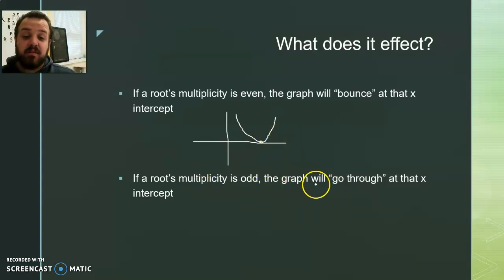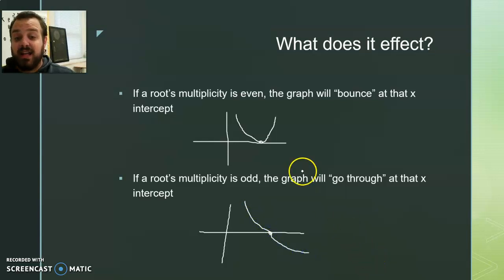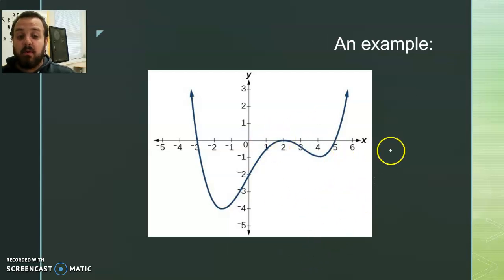If you have a multiplicity that is odd, your graph is going to go through. It's going to go to that root, wherever that x-intercept is, and cross over to the other side. Even multiplicities are going to bounce. Odd multiplicities, it will go through at that root. Here's an example of what that kind of looks like.